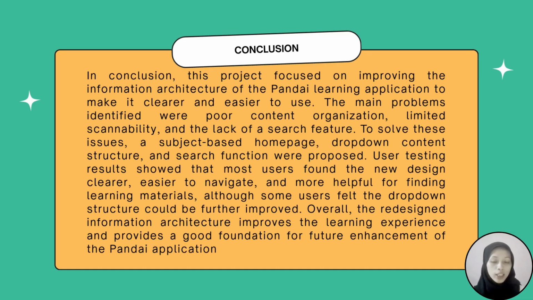So, in conclusion, the project focused on improving the information architecture of the Pandai learning application to make it clearer and easier to use. The main problems identified were poor content organization, limited scalability, and the lack of a search function. To solve these issues, a subject-based homepage, drop-down content structure, and search function were proposed.